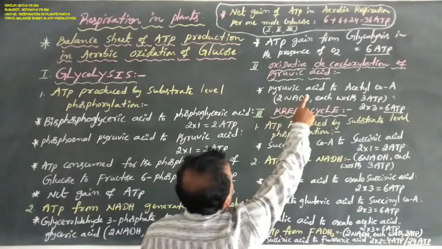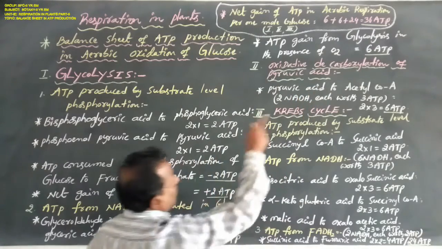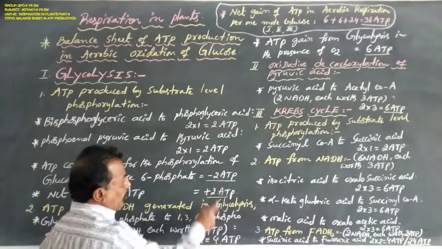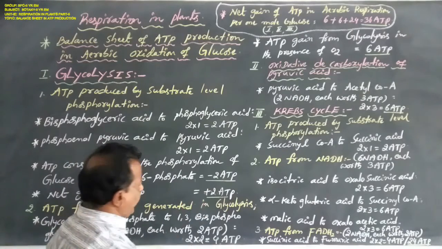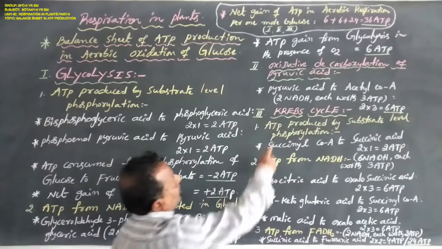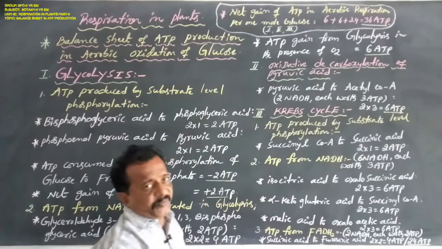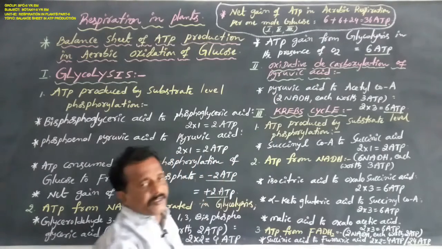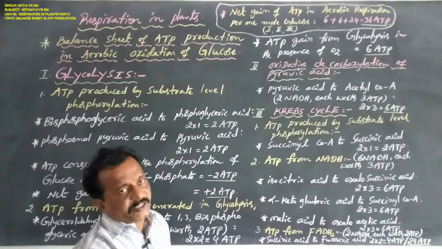So what is the ATP gain from glycolysis in the presence of oxygen? The net gain of ATP is 2 ATP, and ATP from NADH generated in glycolysis is 4 ATP. So 4 ATP plus 2 ATP equals a total of 6 ATP. That is the ATP gain from glycolysis in the presence of oxygen. This is the first step in aerobic respiration, glycolysis.